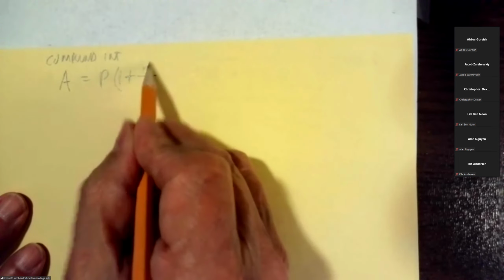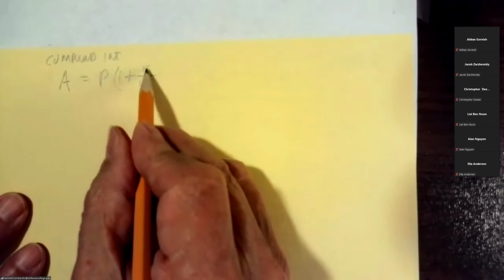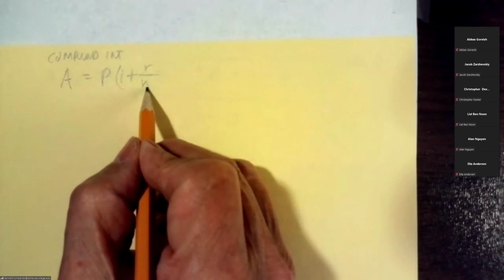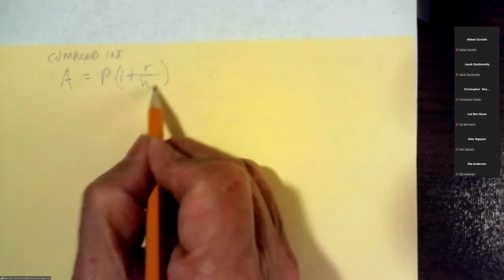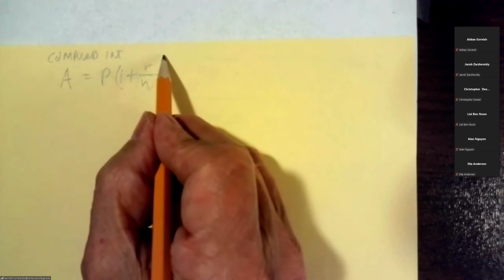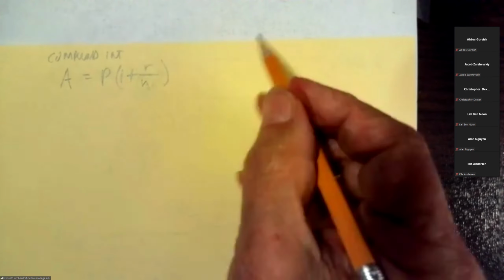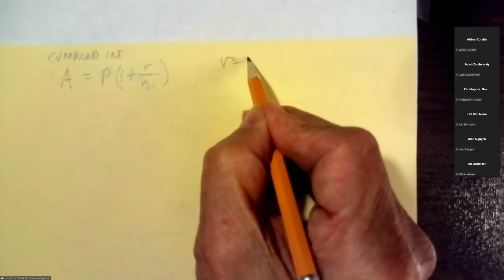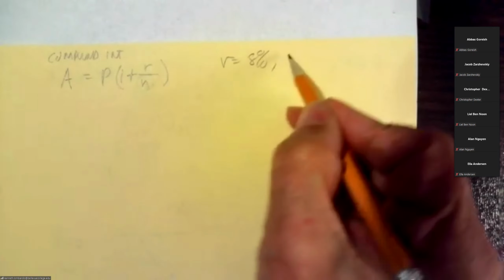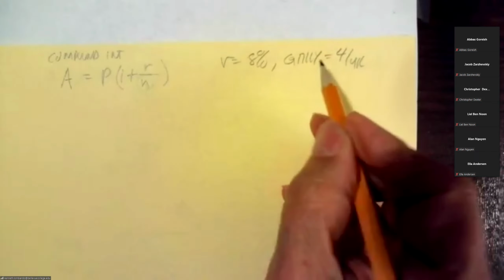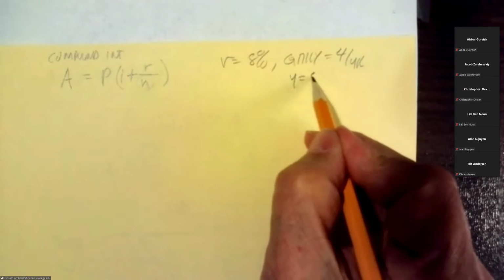So if R stands for the interest rate, and N would be the compounding term. Like, is it annually? Is it monthly, quarterly, weekly, semi-annually, whatever it is? So this is the number of compounding terms per year. So if this is 4, that'd be 4 per year times the number of years. So if I said the interest rate is 8% and it's compounded quarterly, that's 4 times per year, isn't it? Times the number of years, and maybe the number of years is 5.